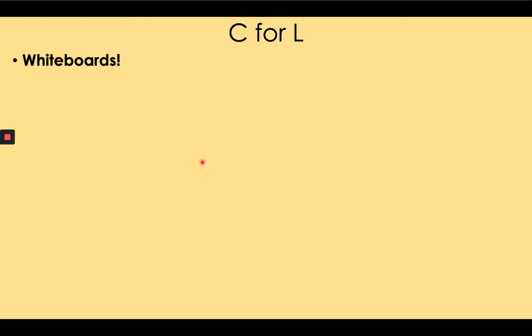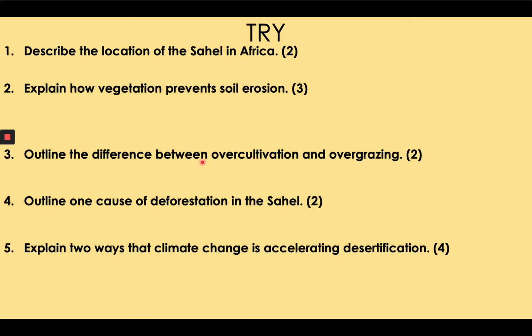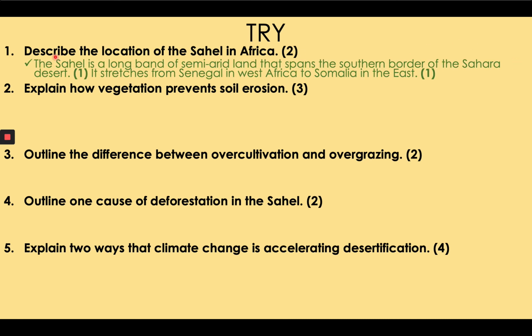Okay, time to embed learning. I'm going to show you some questions. Write them out, answer them using your understanding, and then mark your answers. Go for it. So 2 marks. Describe the location of the Sahel in Africa. You need to give me the overall pattern and then specifics. Key point. The Sahel stretches from Senegal in West Africa to Somalia in the east. And it's a semi-arid area of land.